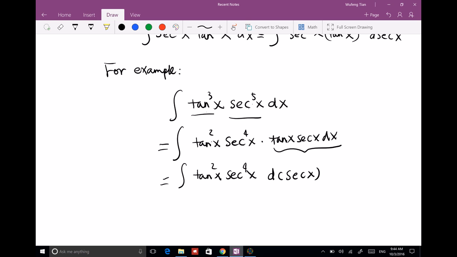So what do you think I need to do here? Because this is secant, this is secant, I have to change that tangent to secant, which is not a problem at all, because tangent x squared equals, can you tell me tangent x squared equals what? Convert into secant. Okay, is it 1 minus secant or secant minus 1?